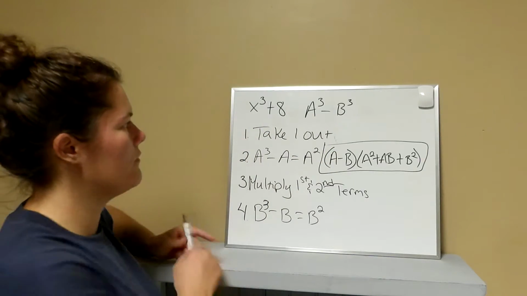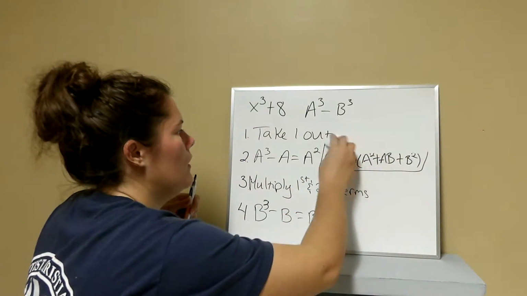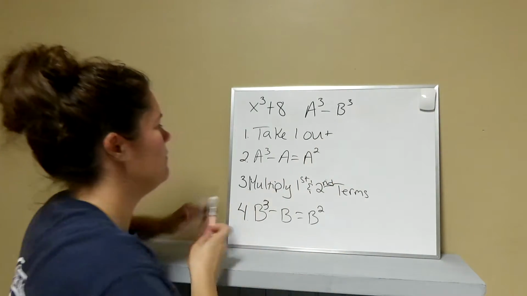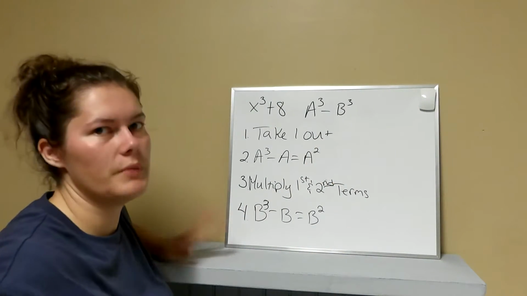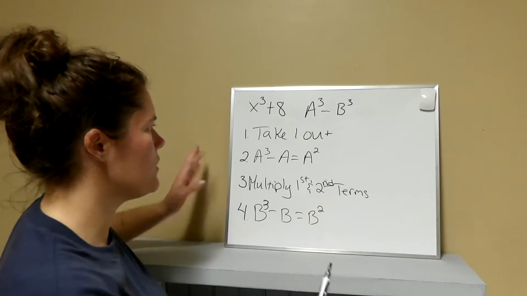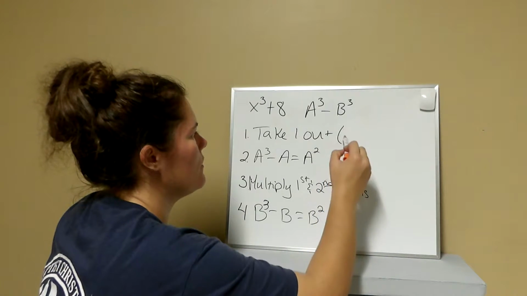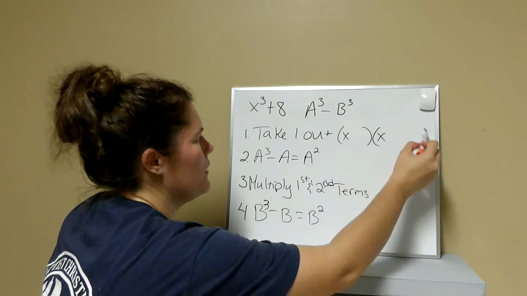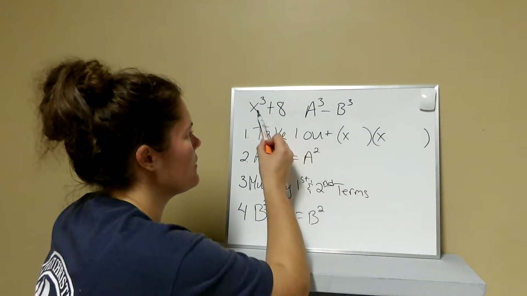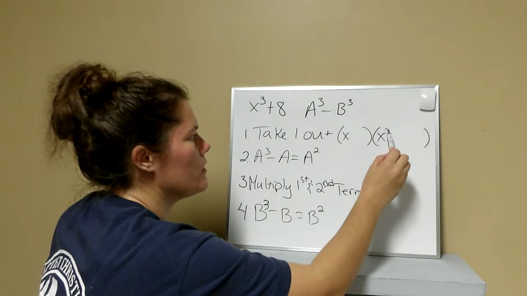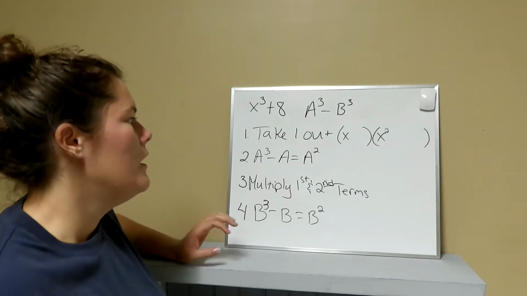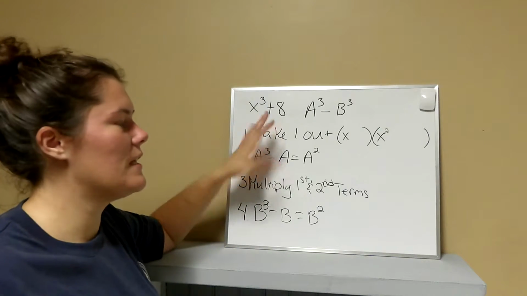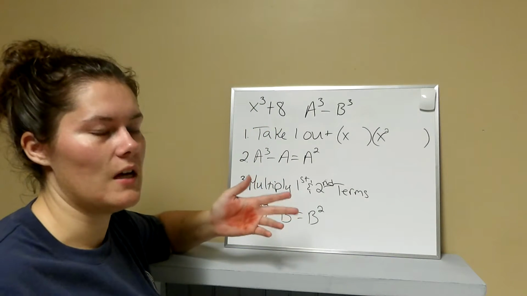So now we're going to do all of this to x cubed plus 8. So first you have to take out an x. So you would have x here and here. But because you have x cubed minus 1x, this is going to be x squared. Then you have 8. Well, you can't just take out an 8. You have to factor it down.